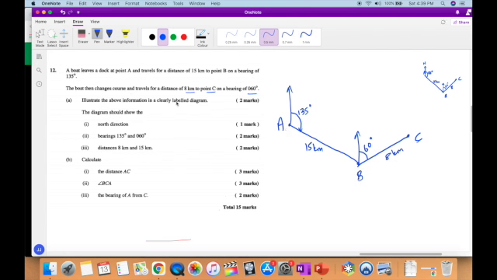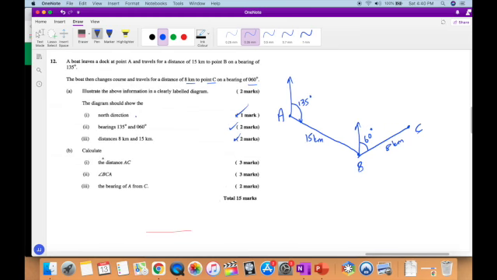Illustrate the above information in a clearly labeled diagram. The diagram should show north direction, so I get our 1 mark there. The bearings of 135 and 60, so I get 2 marks there. And the distances of 8 and 15, so that was an easy 5 marks there, right? Now, calculate the distance AC.